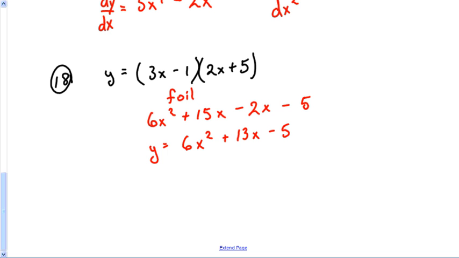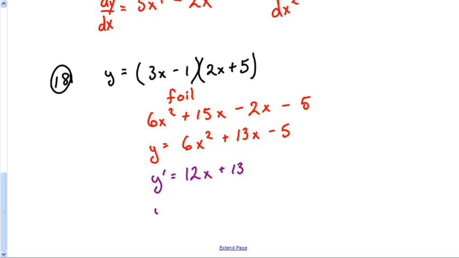Well, that would be 2 times 6 is 12. Subtract 1, just 12x. 1 times 13 is 13. Subtract 1 gets rid of it. And the derivative of negative 5 is 0. So our answer is y prime.